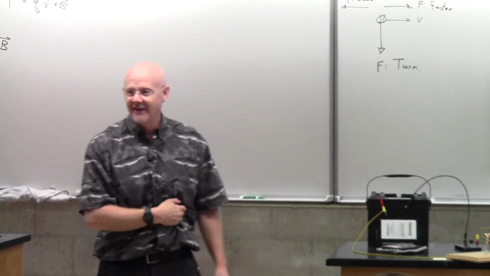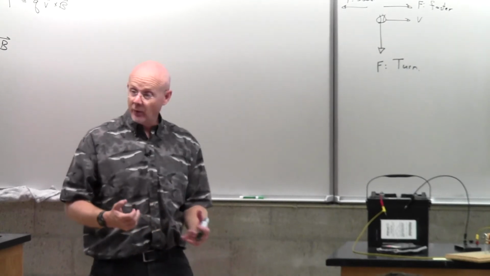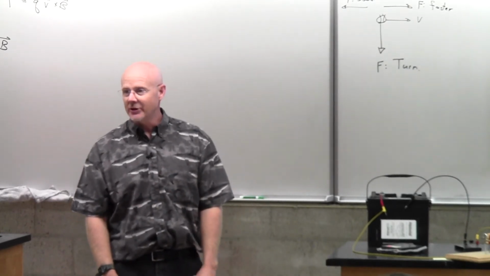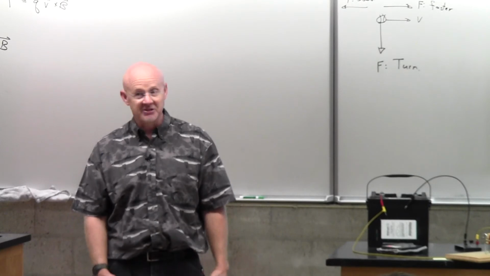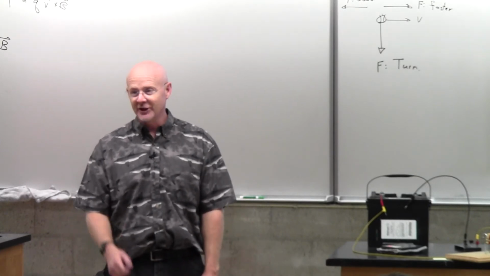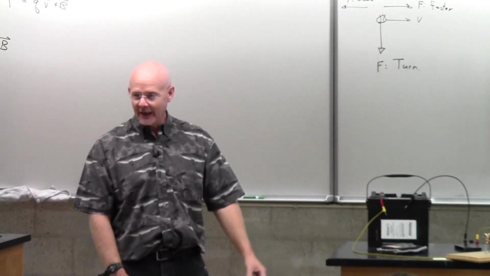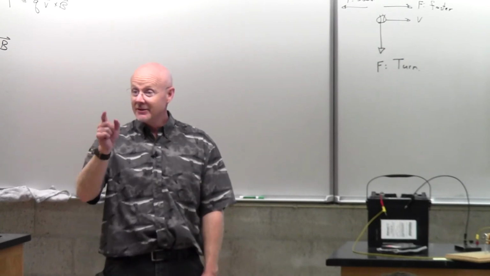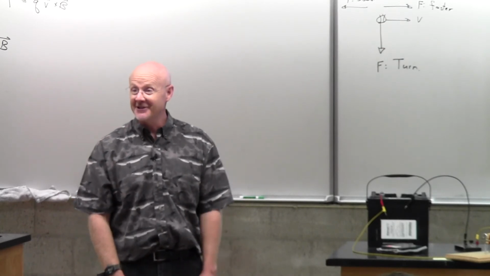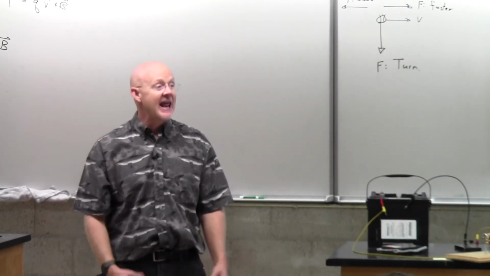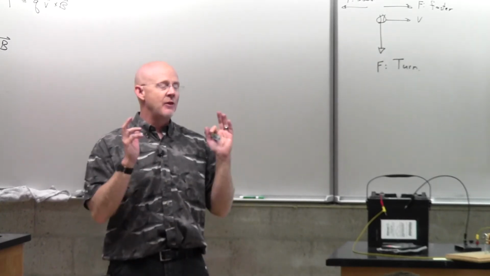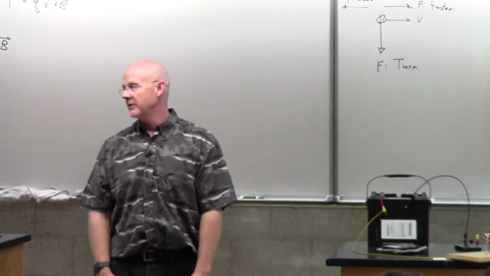So what is that center called? I guess the center would be the center of the circle, right? This thing would go in a circle. Center of the circle. Of the motion of this charged particle, right? And we could calculate the radius, couldn't we? And how would I do that? How would I find the radius of this circle for these charged particles?